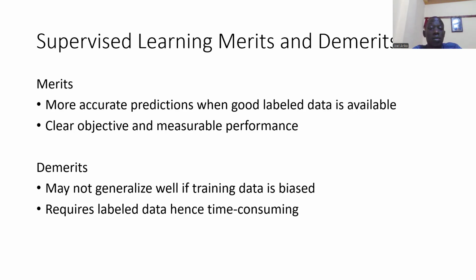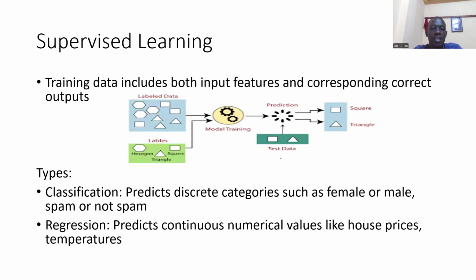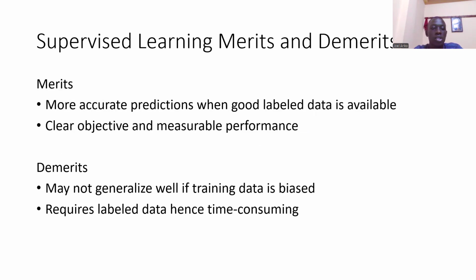One of them is, of course, that it gives more accurate predictions, especially when the data is labeled. For example, as you saw in the image here, the data was really labeled, and when it passed through the training, it was able to predict for us based on the test data, as you're seeing there. The other one is that it has a clear objective and measurable performance.